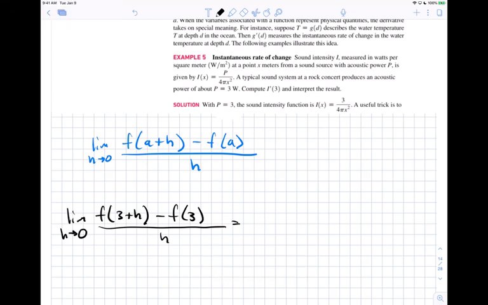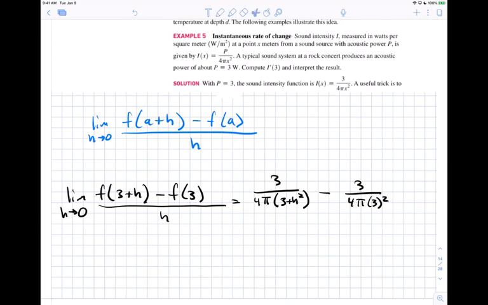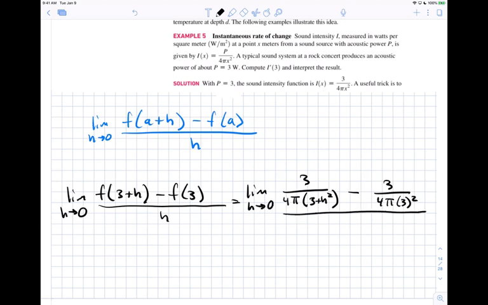So then f of 3 plus h, I'm going to look at that 3 over 4 pi as a constant. Now we got 3 plus h, we're going to say 3 plus h squared, minus 3 over 4 pi times 3 squared. Okay, I'm going to go with this. Now we could factor it out from both, and I probably will. It's going to be the limit as h tends to 0 of that over h, okay? Let me factor out the 3 over 4 pi from both terms.